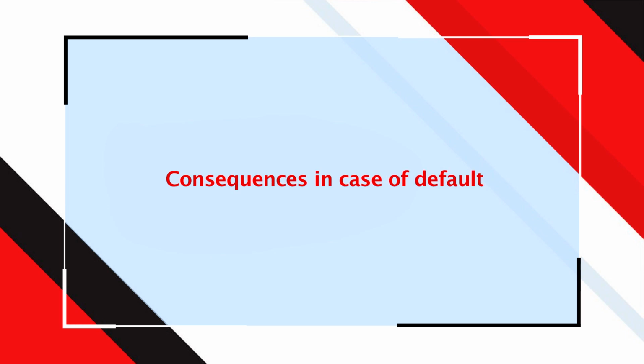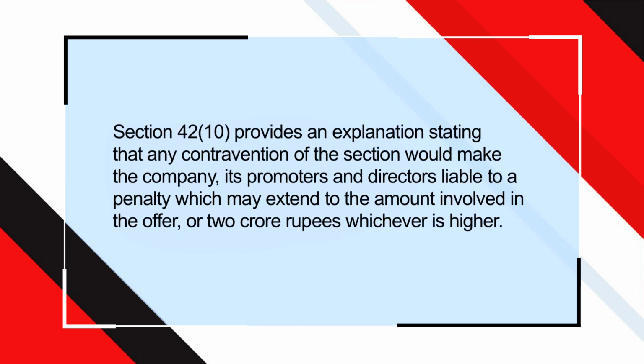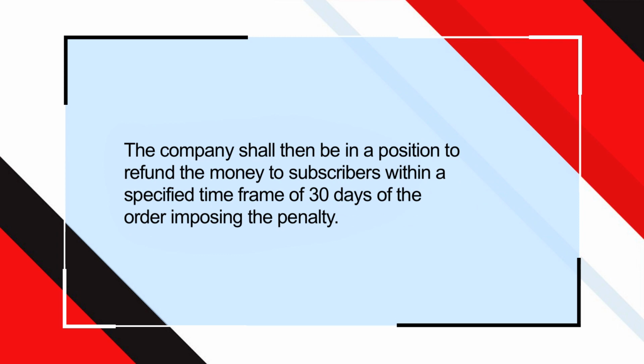Consequences in case of default. Section 42, Clause 10 provides an explanation stating that any contravention of the section would make the company, its promoters and directors liable to a penalty which may extend to the amount involved in the offer or 2 crore rupees, whichever is higher. The company shall then be in a position to refund the money to the subscribers within a specified time frame of 30 days of the order imposing the penalty.